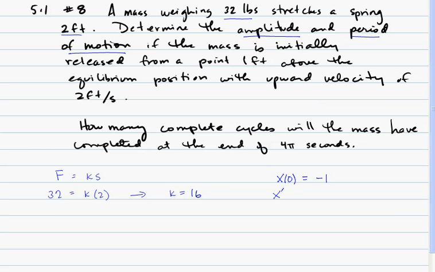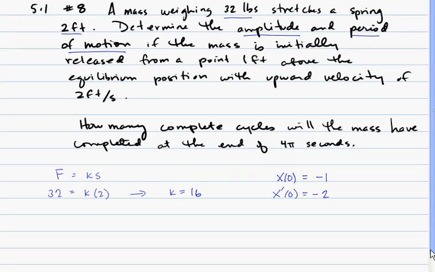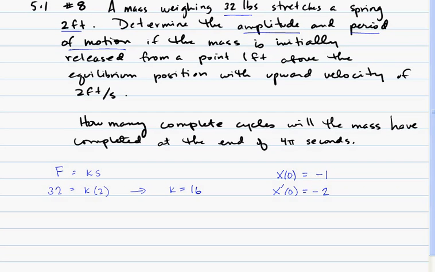So the initial velocity, or x prime of 0, has an upward velocity, so is equal to -2 feet per second. So we want to go ahead and solve this differential equation. To find the amplitude, we need to find what C1 and C2 are in our solution.